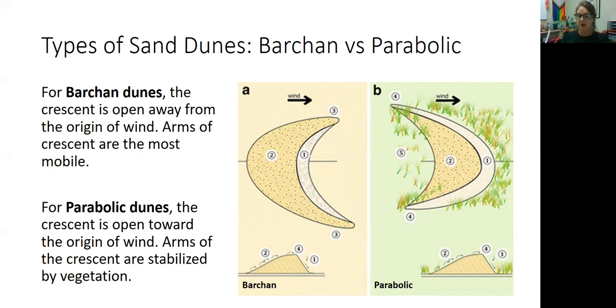Whereas parabolic dunes are going to be the opposite. The arms of the crescent are what's being held in place by the vegetation. And so the center of the crescent is what's going to be blown by the wind. Right? So if you look at the cross-sectional shape, if you find the ramp side and then the steep side of the dune, that'll tell you which direction the wind is blowing. When you know what direction the wind is blowing, if the arms are blown by the wind, you know it's Barchan. If the arms are held in place by vegetation, they're not blown with the wind, you know that it's parabolic.